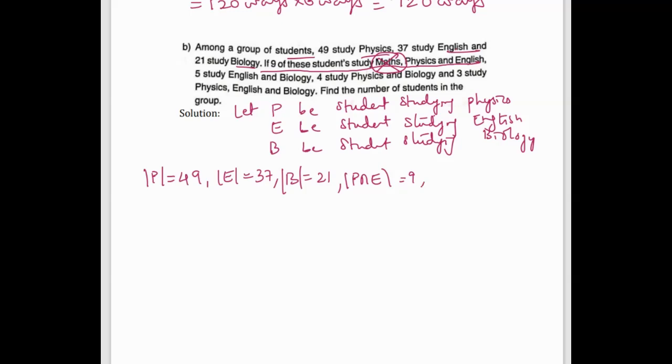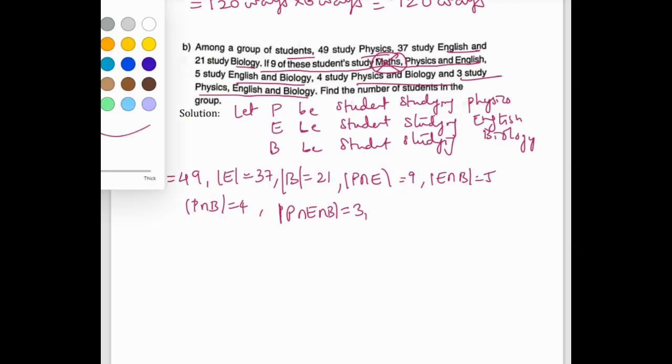You should write when it is common for both the subjects. So it is 9. Then you have English and biology, that is E and B, will be 5. Then physics and biology is 4. Then 3 students study physics, English and biology. So 3 students study all the 3 subjects: physics, English and biology. So he's asking you to find the total number of students.